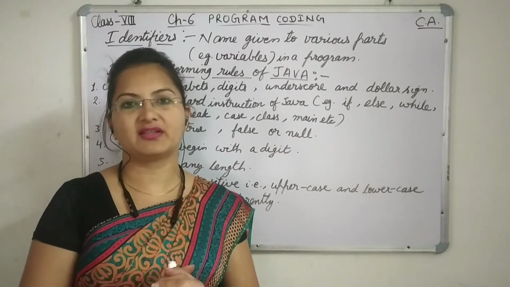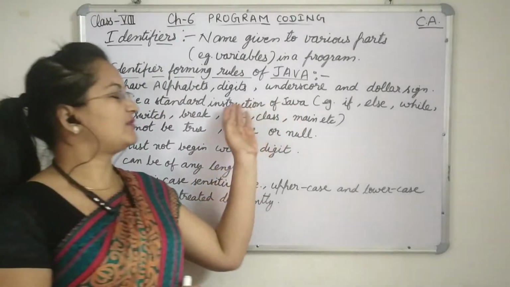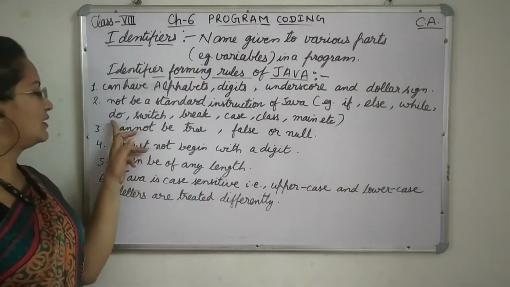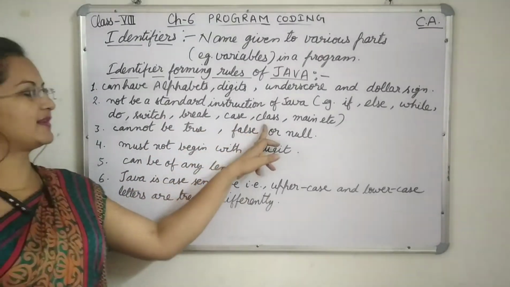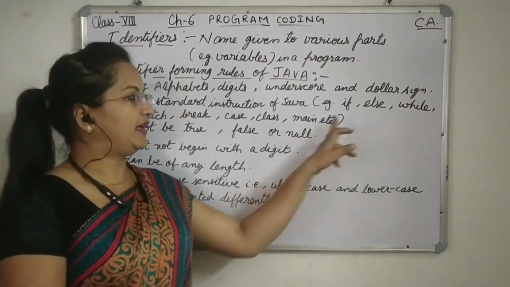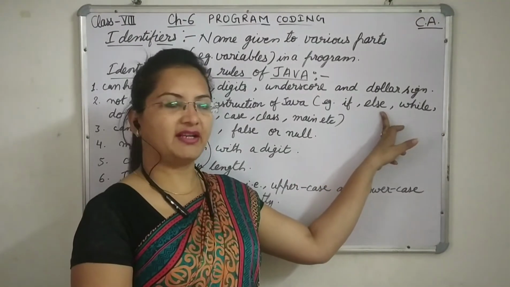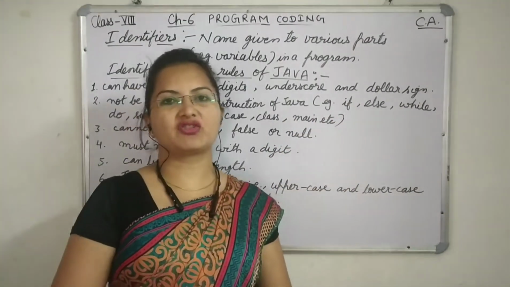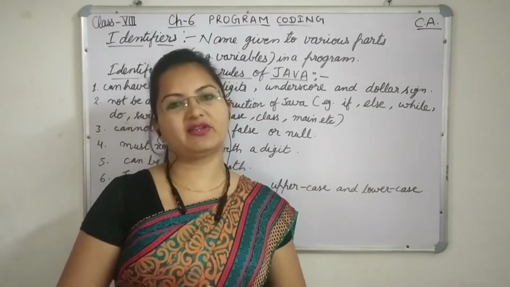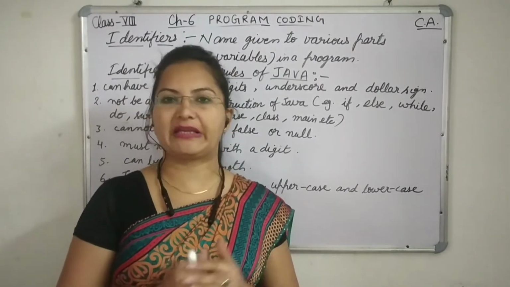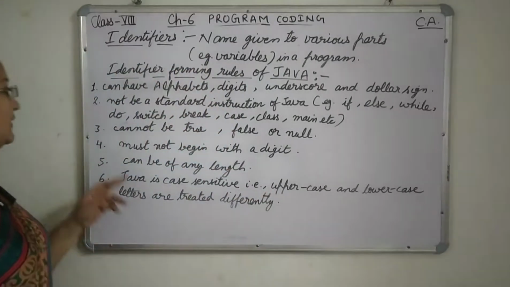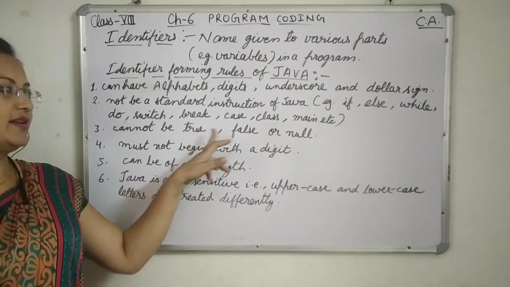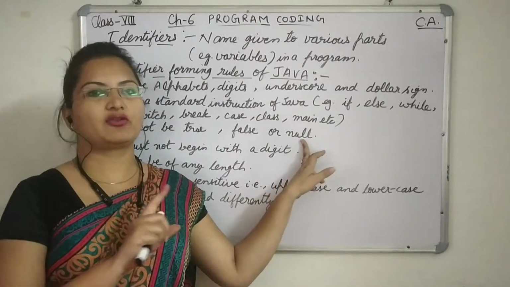It must not be a standard instruction of Java. These are standard words. They have some meaning in Java, that means they are standard instructions. Examples are if, else, while, do, switch, break, case, class, main, etc. If we have already studied, else also we have studied. All these we will study later on. But these words have specific meaning in Java, and so we cannot use these words as identifier names or variable names. It also cannot be true, false or null. We cannot use these standard literals.